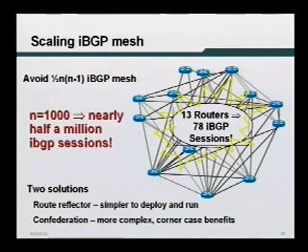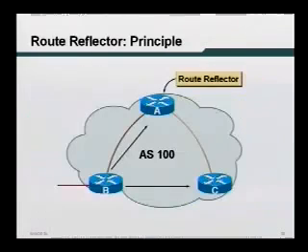See, large networks, if you have 1,000 routers in your network, which is not unusual these days, that's nearly 500,000 iBGP sessions. And it simply doesn't scale trying to maintain this. So the route reflector was the nice way forward.